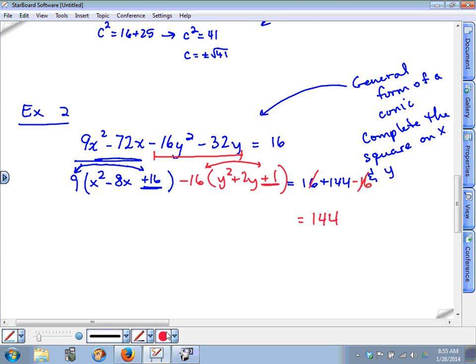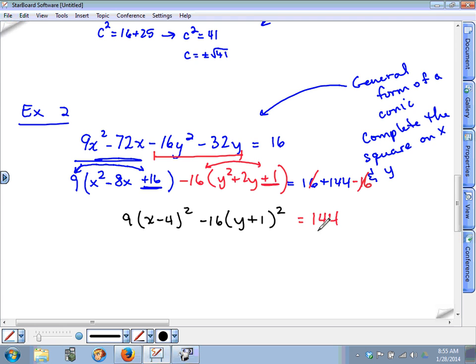Okay. That makes our life so much simpler. And then with the x's, we still have that 9 as a leading coefficient. But the x squared minus 8x plus 16 factors into x minus 4 squared. For the y variables, we have that negative 16 as a leading coefficient, but the y's factor into y plus 1 squared. Is this looking better now?